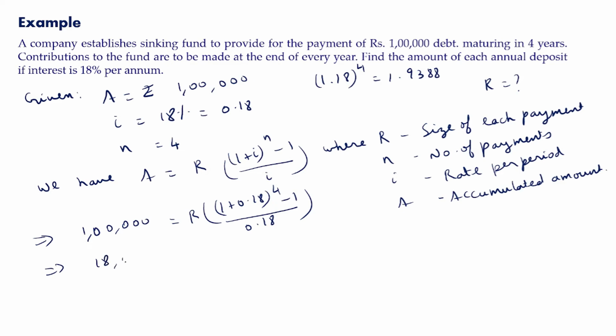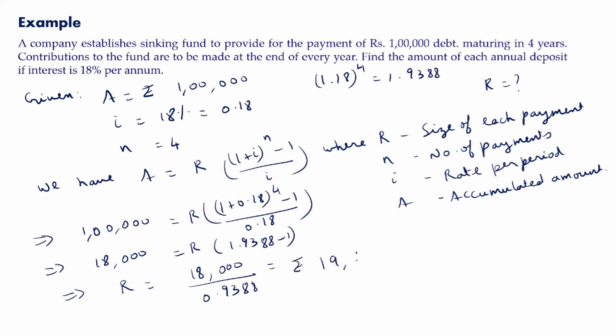So this implies 18,000 is equal to R into (1.18 the whole raised to 4, which is 1.9388, minus 1). So R is equal to 18,000 upon 0.9388. When we simplify, we get rupees 19,173.4. Therefore, R is equal to rupees 19,173.4. So the amount of each annual deposit is rupees 19,173.4.